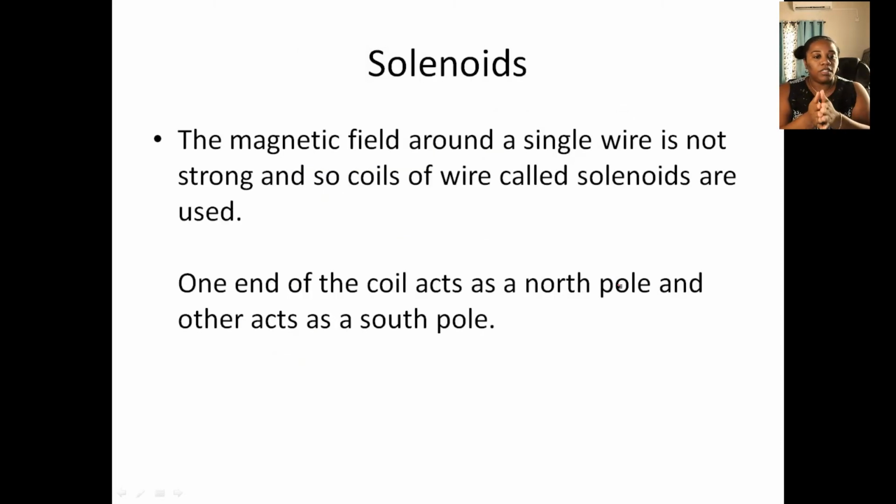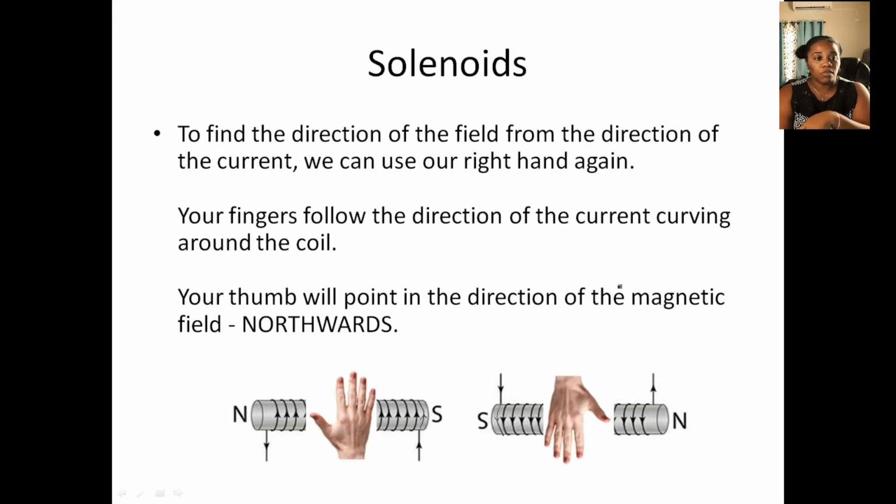The magnetic field around a single wire is not strong, and so coils of wire called solenoids are used to make them stronger. One end of the coil acts as a north pole and the other acts as the south pole. To find the direction of the field from the direction of the current, we can use our right hand again. Your fingers follow the direction of the wire curving around the coil. Your thumb will point in the direction of the magnetic field, which is northwards.